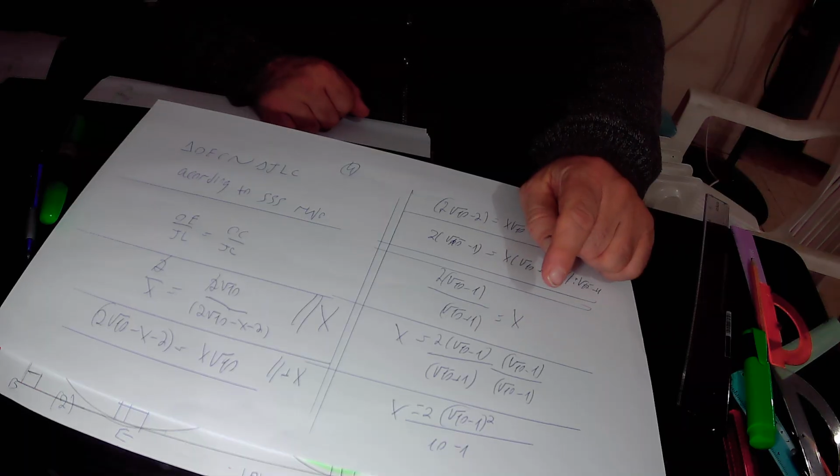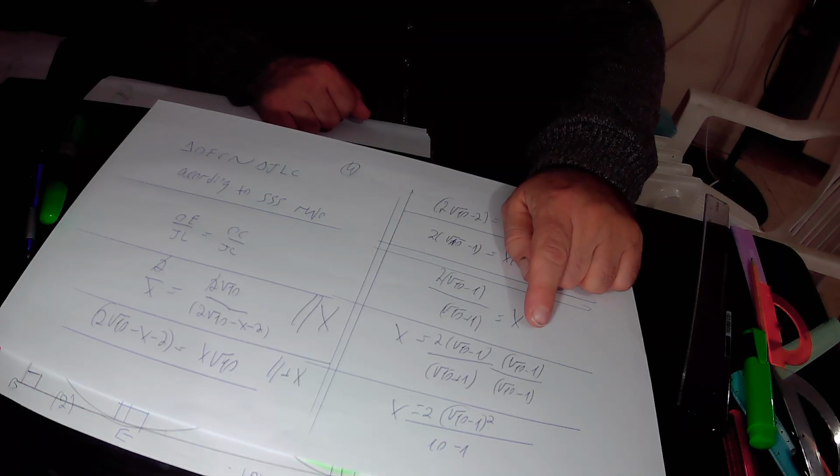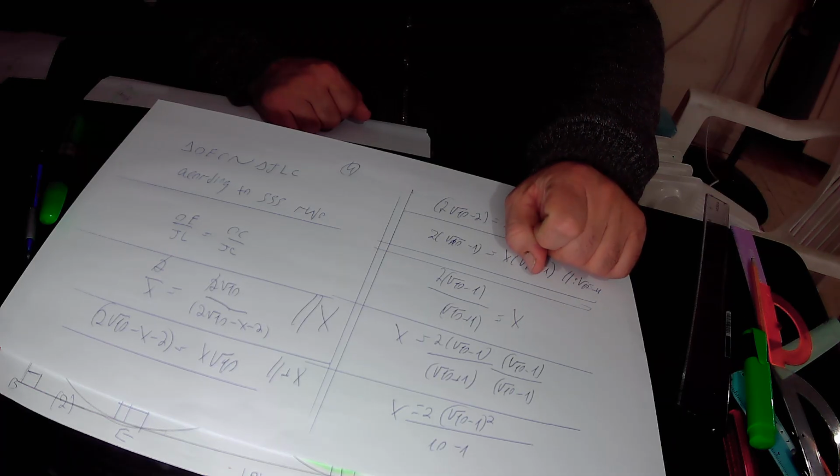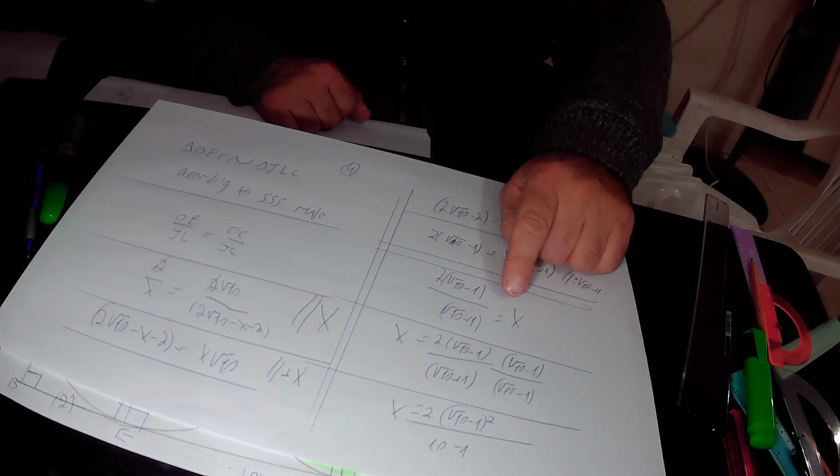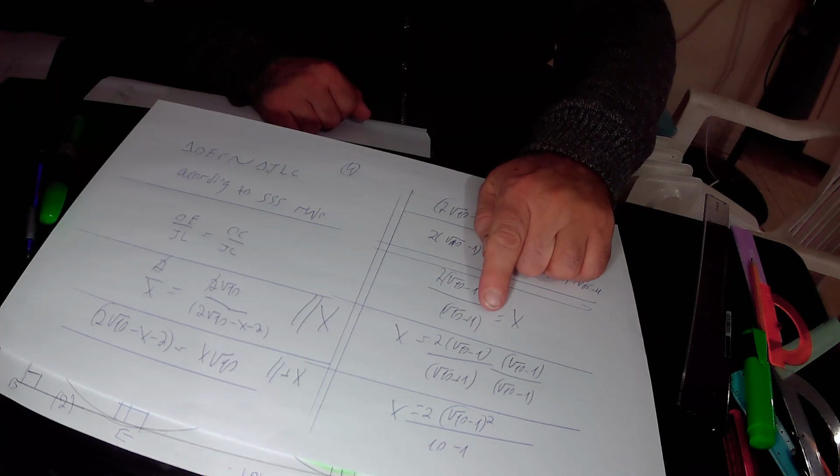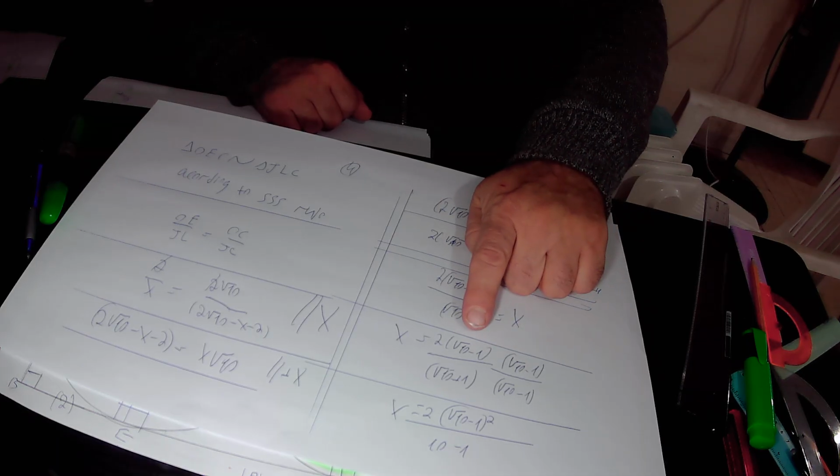So here we multiplied both the numerator and the denominator of this expression by square root of 10 minus 1. And so I found out that x equals square root of 10 minus 1 times square root of 10 minus 1 squared over square root of 10 plus 1 over square root of 10 minus 1.